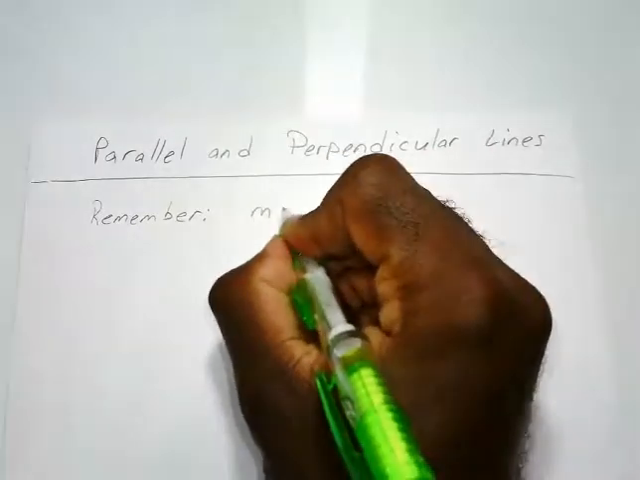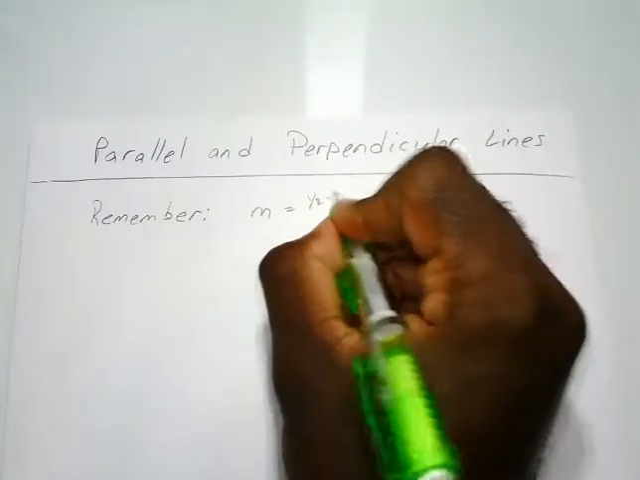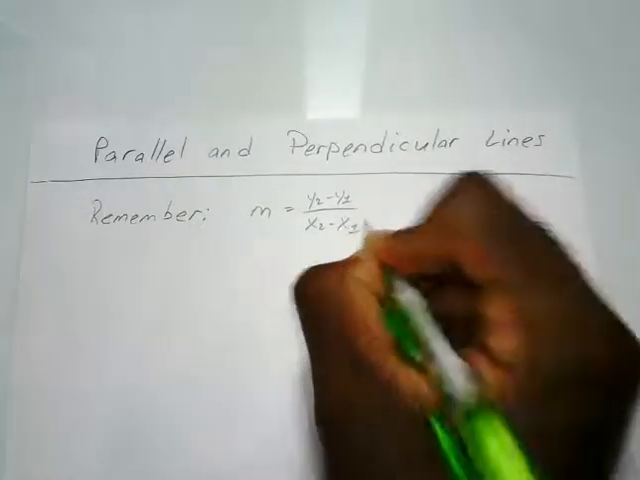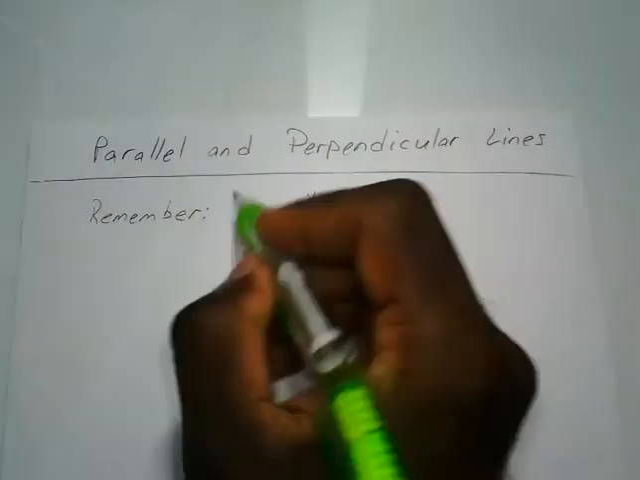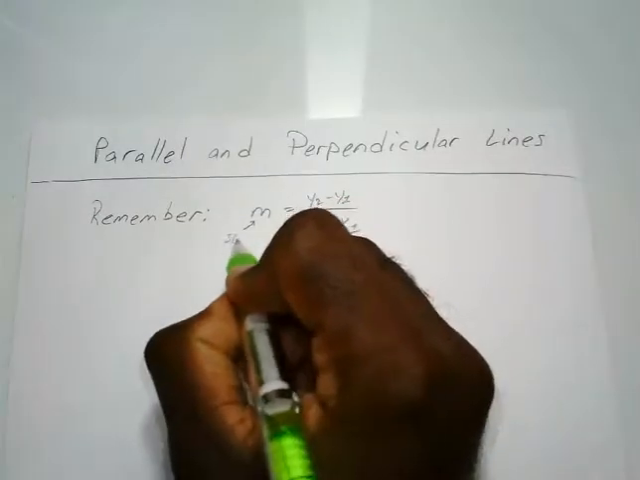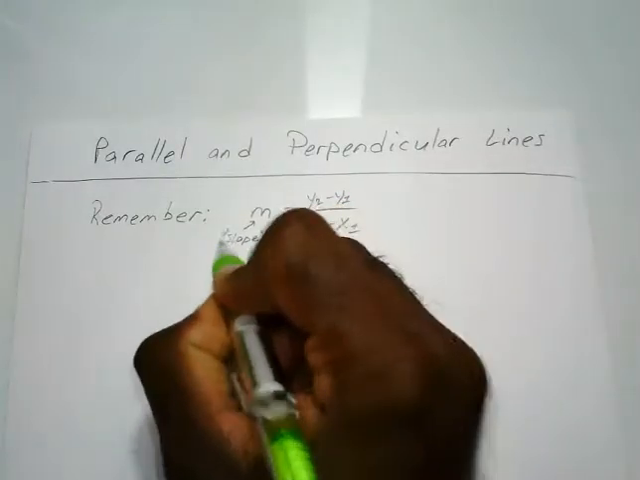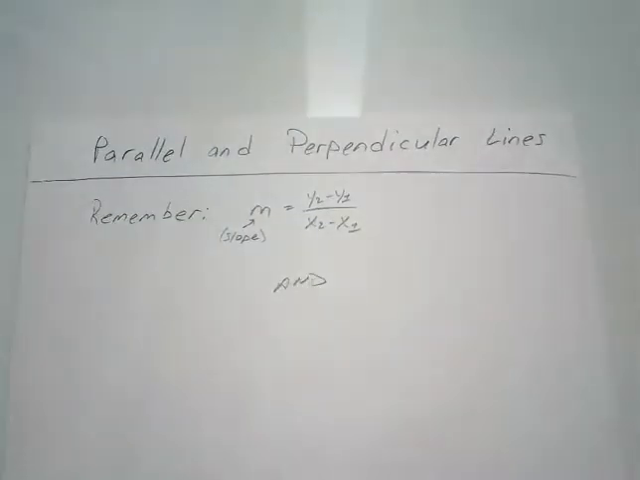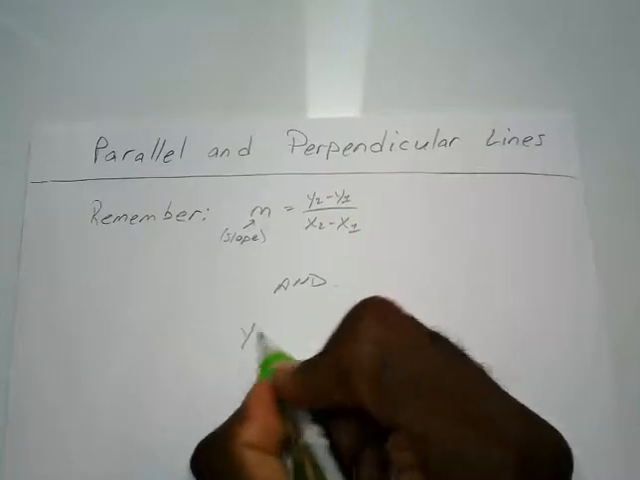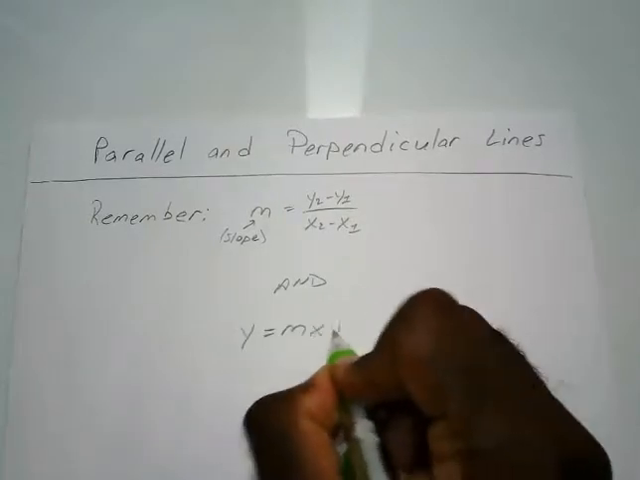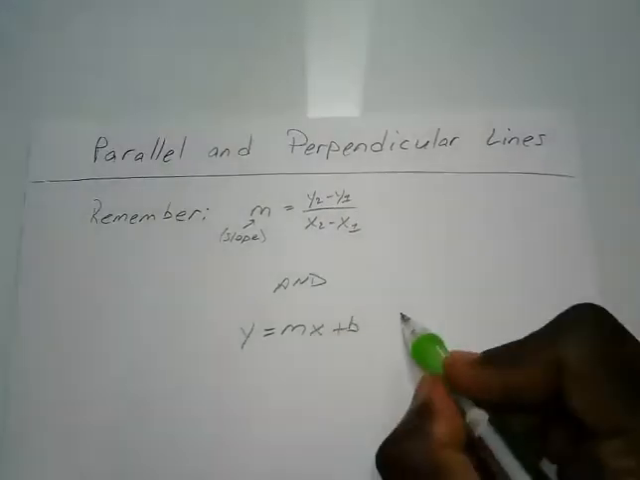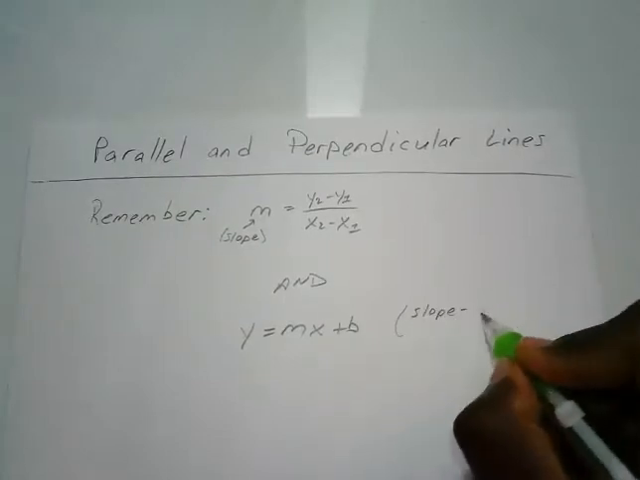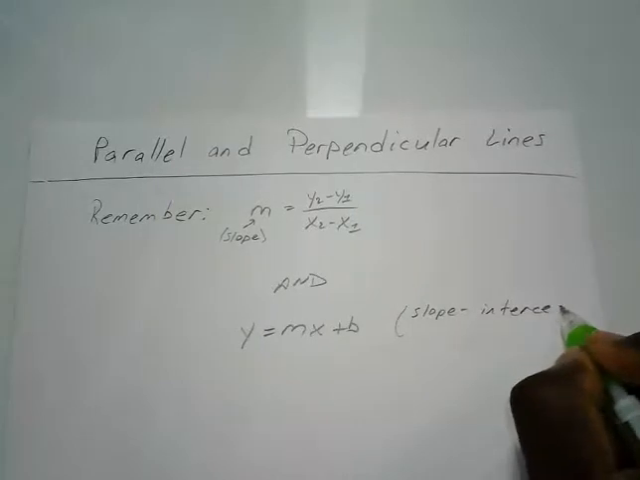First is that m equals y2 minus y1 over x2 minus x1. Okay, remember that m is your slope. So basically this is the slope formula that we went over in our last video. And if you remember, y equals mx plus b. Remember, that's the slope-intercept form.